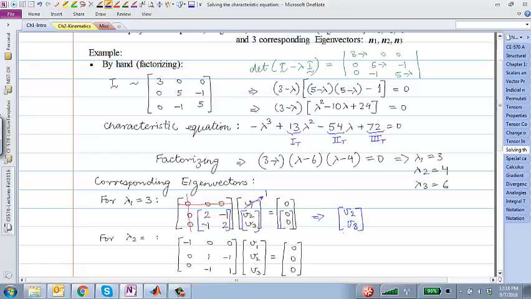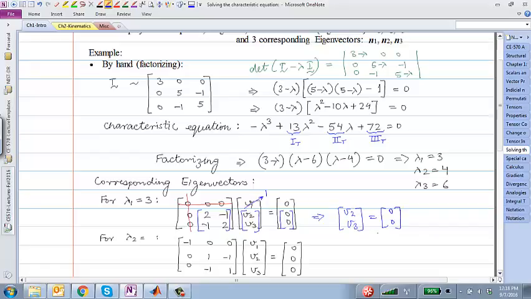It's very easy to do. Just multiply the first row here by 2 and add them together. You will see V2 equal to 0 and similarly V3 equal to 0. So what that gives me is that this is 0 and this is 0.